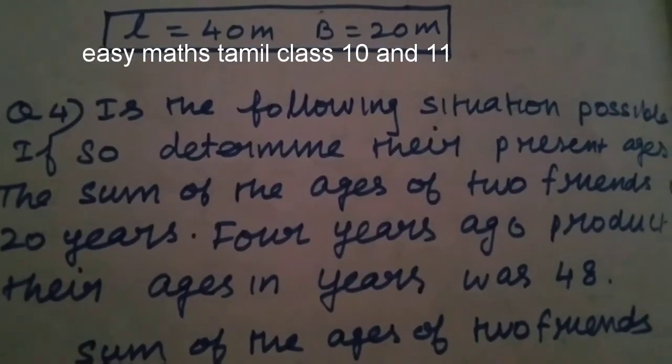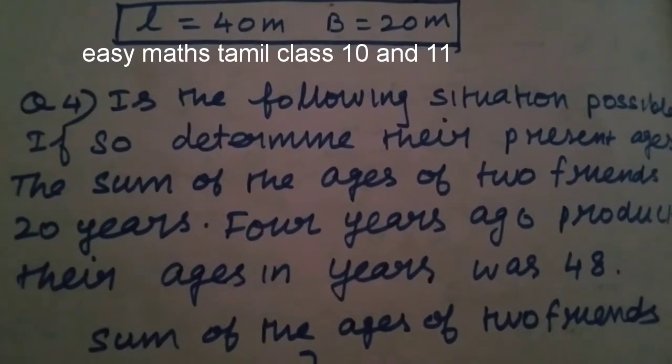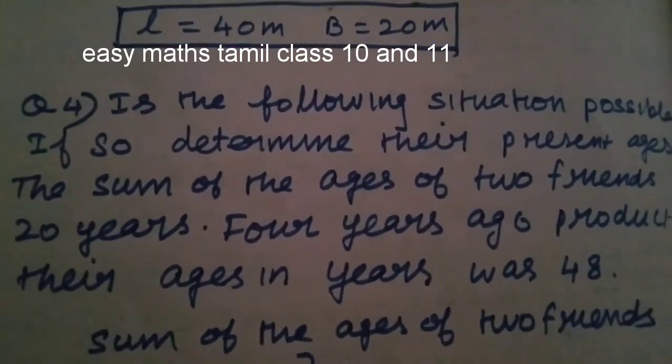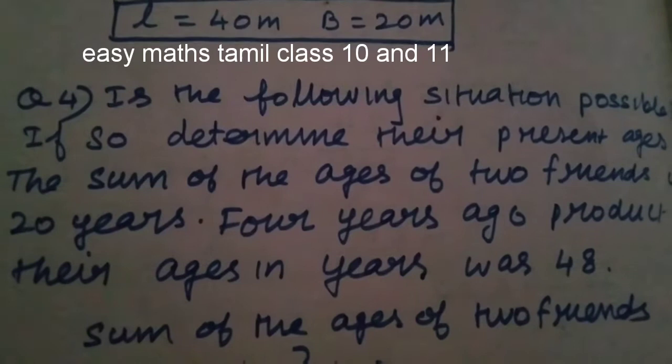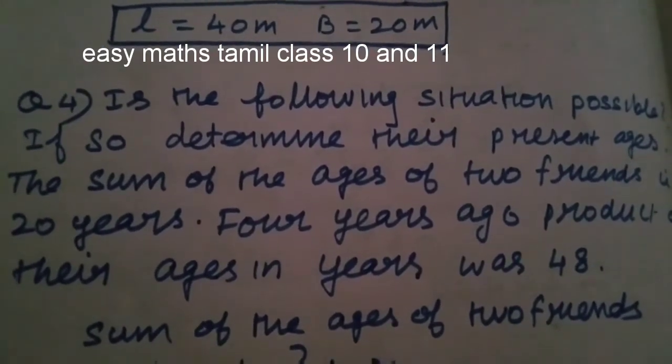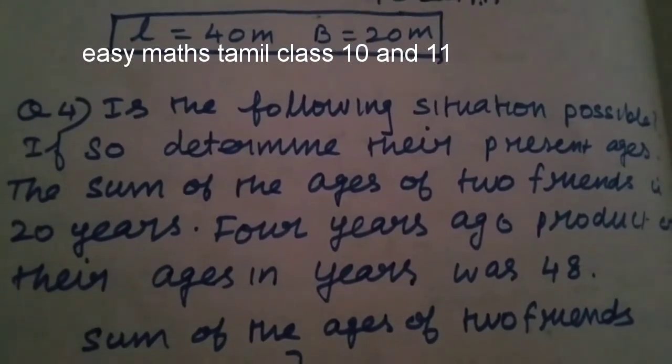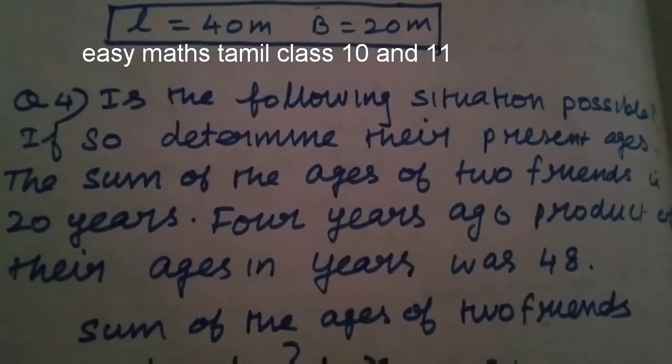Question number 4. Is the following situation possible? If so, determine their present age. The sum of the ages of two friends is 20 years. 4 years ago, the product of their ages in years was 48.